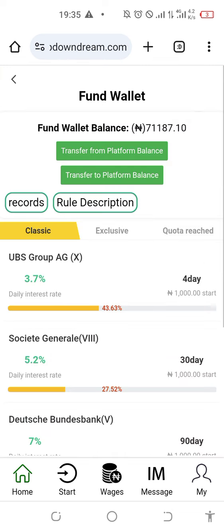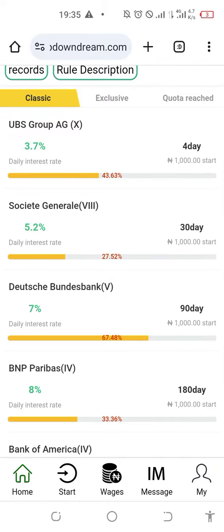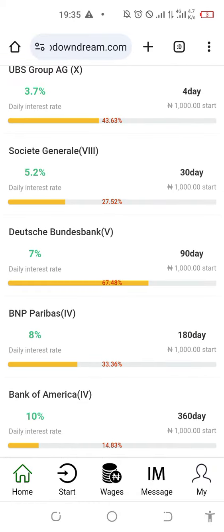So let's go back to World Fund. Now I want to pick a certain World Fund to show you an example. You can see Deutsche Bank. I think this bank is in Germany, or Denmark. Deutsche Bundesbank. The daily interest rate is 7%, and the tenure period is 90 days.